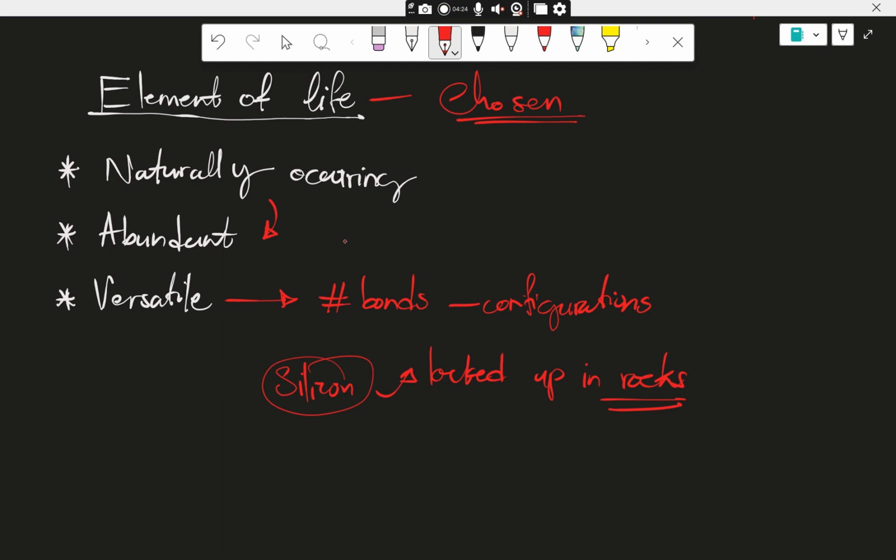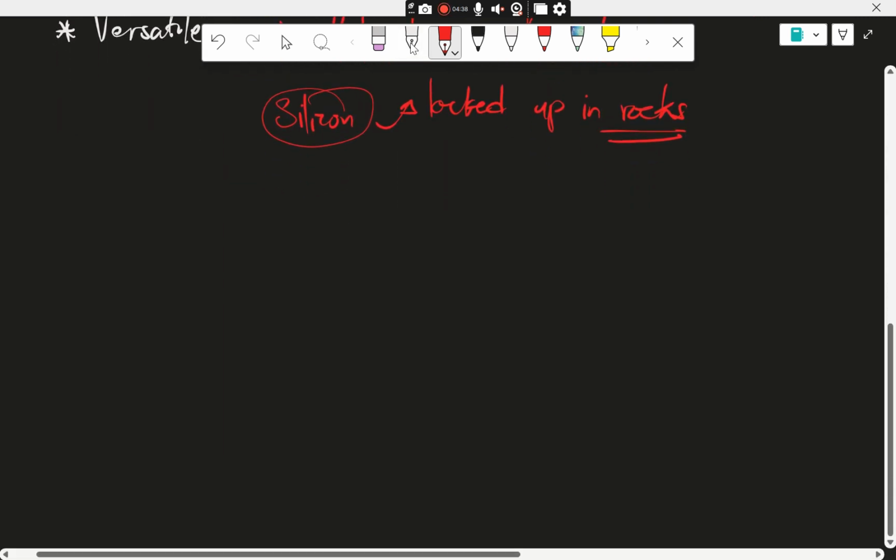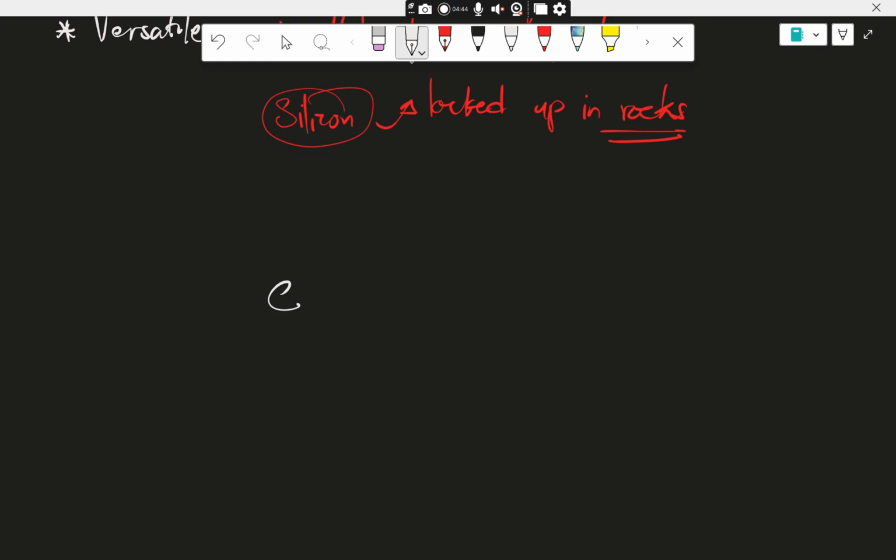So that's an element that's very similar to carbon, but carbon was the chosen element of life. When life took place, it was available, naturally occurring, abundant, and versatile. That's why. So let's just look at the molecular structure of carbon. So carbon is like this.